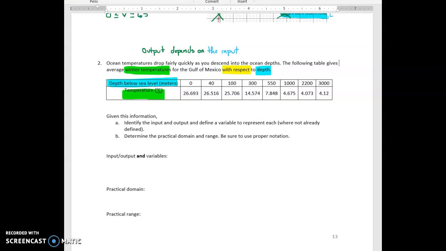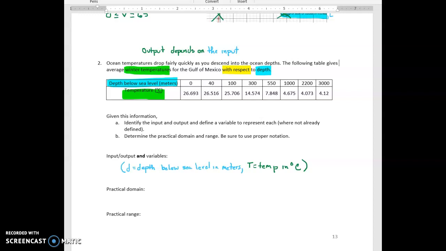We know that we have the depth, but it's missing the letter. So let's call it D equals depth below sea level in meters, comma. Now the output is going to be temperatures in degrees Celsius, so we'll just call it T equals temp in degrees Celsius. Writing it as this big ordered pair, we know which is the input and which is the output because input always comes before output.